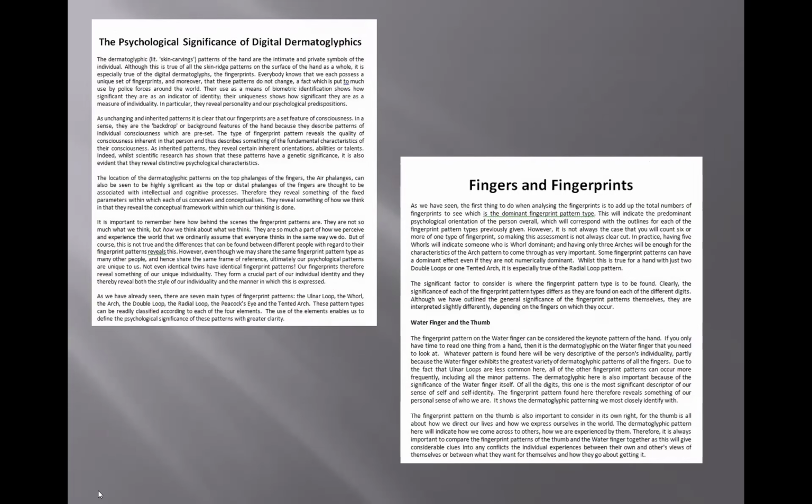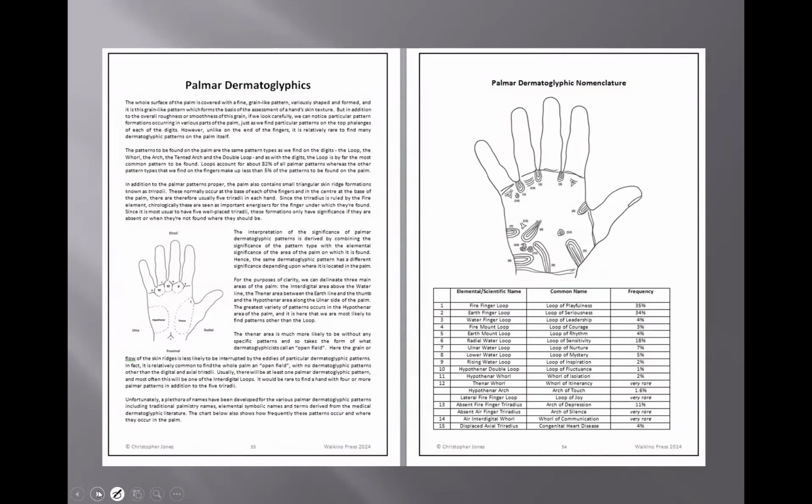In addition to that, I also talk about the fingerprint patterns that can be found in the palm. Whilst you get them on the end of your digits, you also get them right across the palm as well. There are about 18 or 19 distinct patterns that can be found in different parts of the hand, which are really significant in terms of the motivations that they affect for people in their lives.